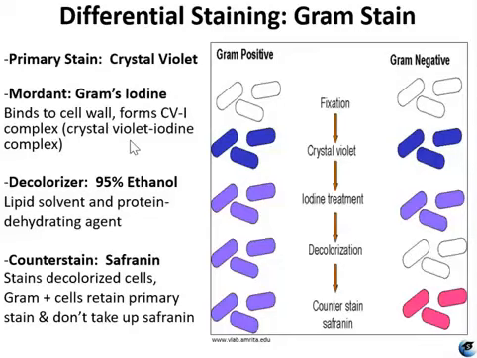And then the counterstain safranin is used because if the cells are gram negative, after the decolorizing step, the cells will be clear and they'll be hard to view unless you stain them. So the counterstain, if the cells are gram positive, they're going to retain the primary stain and they won't take up the safranin, and they'll be purple when you view them. If the cells are gram negative, then they should be pink when you view them.